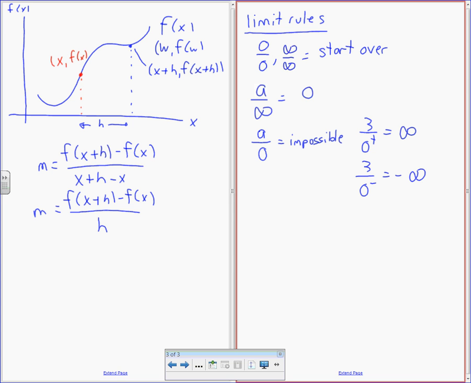Did I miss any infinity rules? Did I miss anything? That's basically it. Infinity divided by a number. Oh, right. So infinity divided by k is still infinity. If I say I have infinity dollars and I'm going to split it among 3 people, you all still have infinity, which is weird.